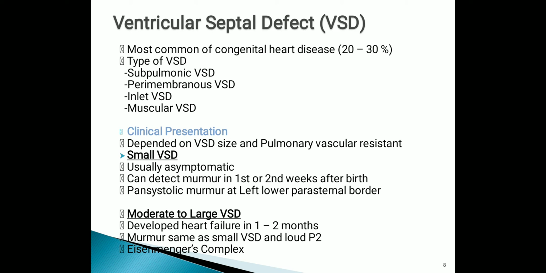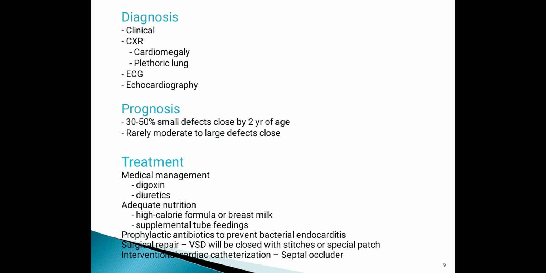In moderate to large VSD, heart failure develops in 1 to 2 months, murmur same as small VSD and loud P2, Eisenmenger complex. Diagnosis: clinically, or chest X-ray shows cardiomegaly and plethoric lung, ECG, echocardiography. Prognosis: 30 to 50% of small defects close by 2 years of age, rarely do moderate to large defects close.